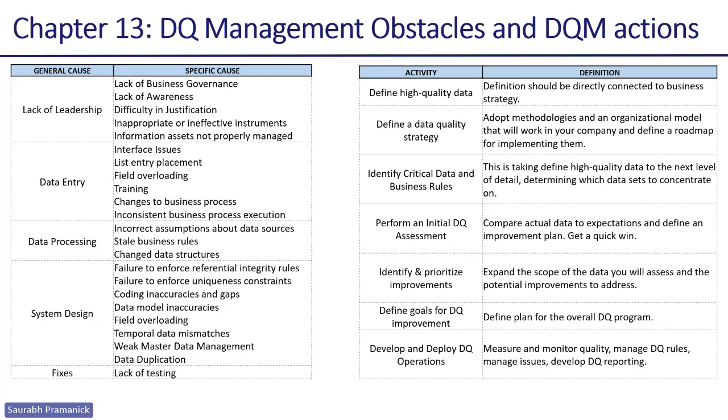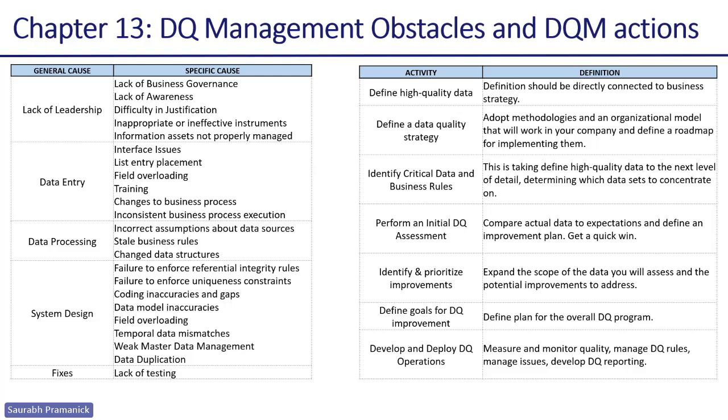At the same time, some of the issues might be with respect to system design, where you're not able to enforce referential integrity with respect to checking the duplicate value, orphan records, orphan rows, and all. There would be failure with respect to enforcing uniqueness constraints as a whole, right? So uniqueness checks and all you're not able to put in.